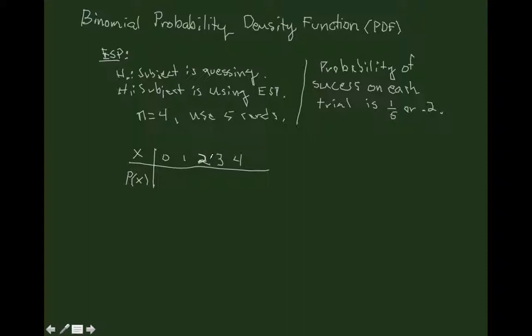So the domain for x is 0, 1, 2, 3, or 4, which would be none correct, 1 correct, 2 correct guesses, 3 and 4 correct guesses. Now we want to figure out the probabilities to go along with these. And a good way to do it now is with the tree diagram. And I'm going to use S for success and F for failure.